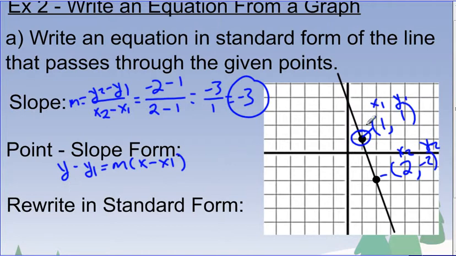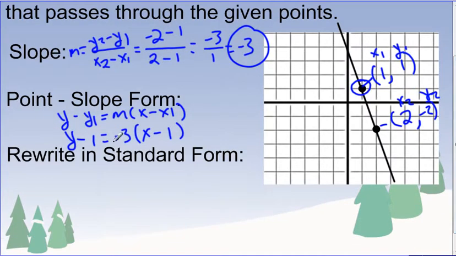Okay, so all we do now is we plug in the point and the slope. So y minus, what's the y value? 1. Slope, negative 3, times x minus the x value, 1. Okay, so far? So we wrote the equation of this line in point slope form because we were able to find the slope from 2 points and we had a point.